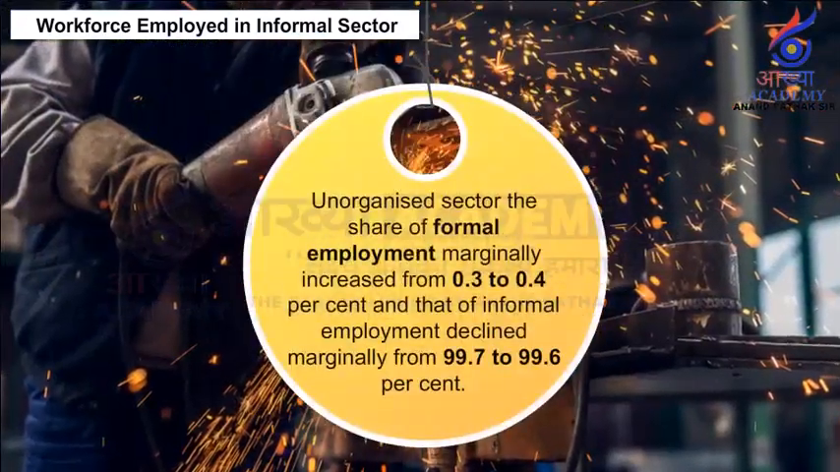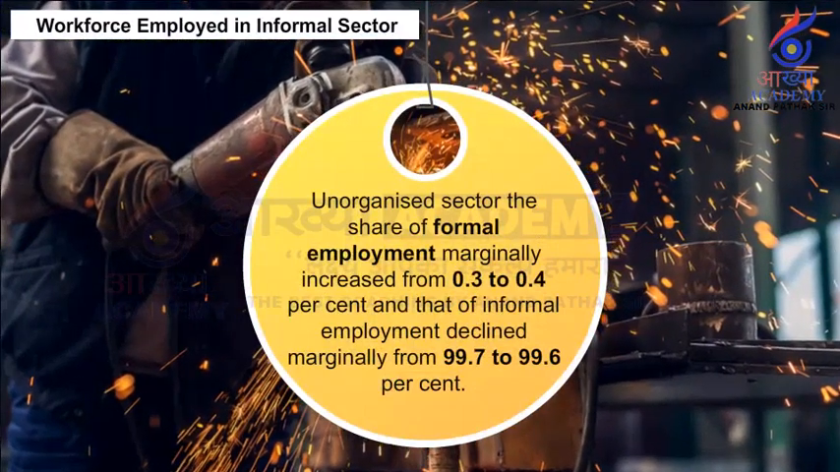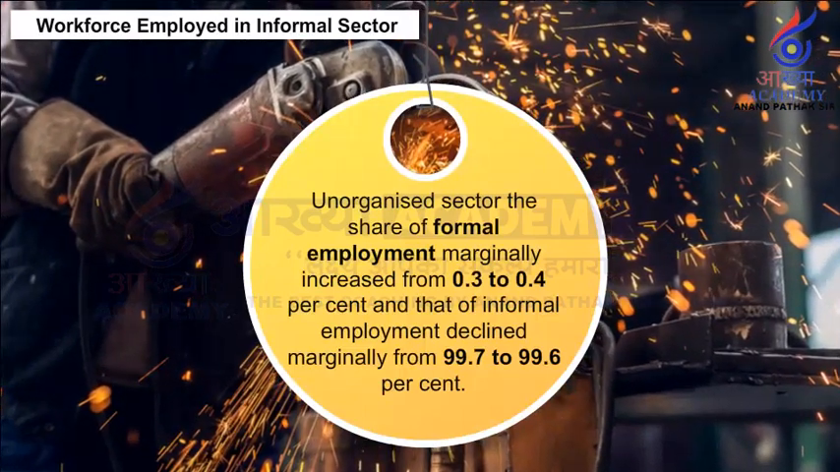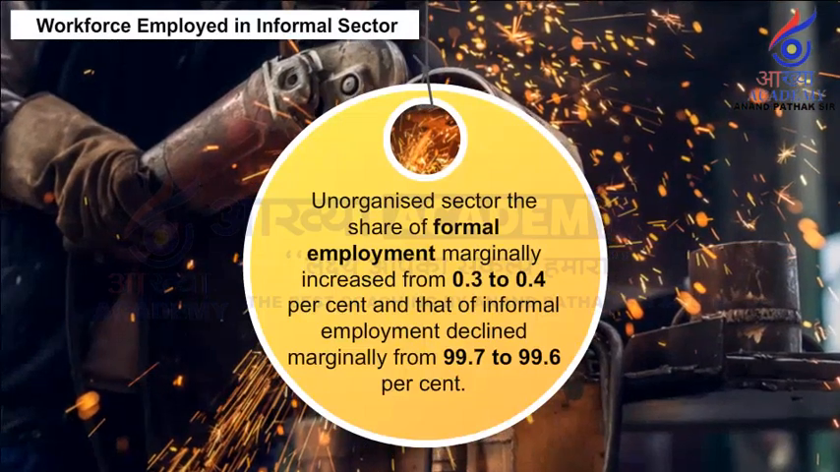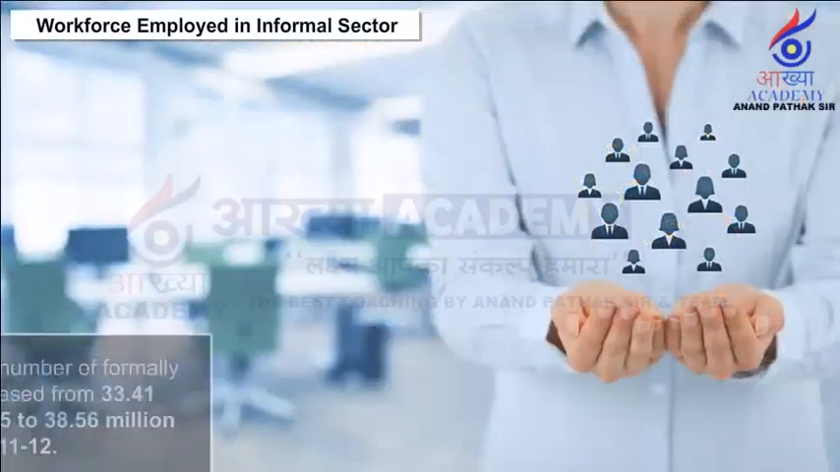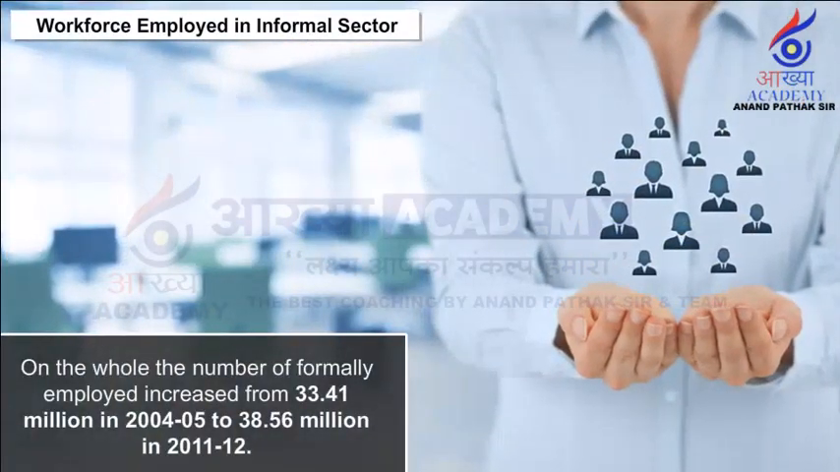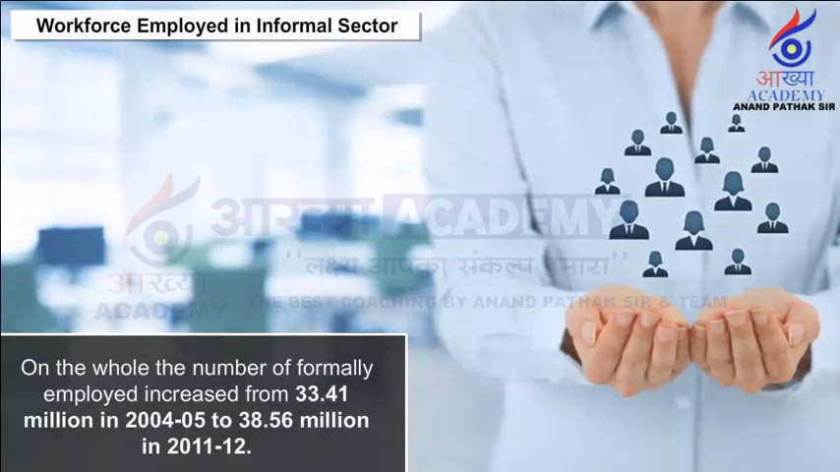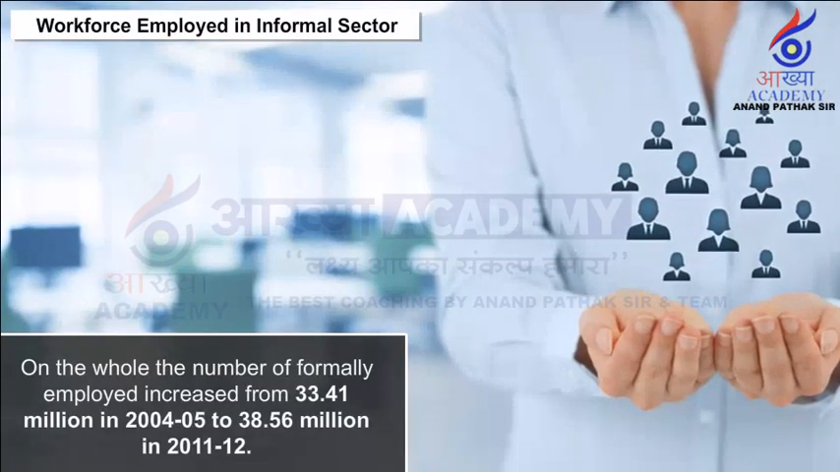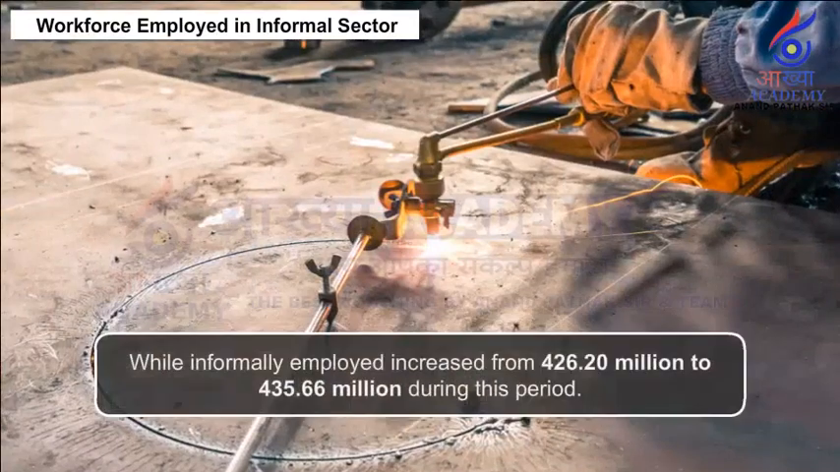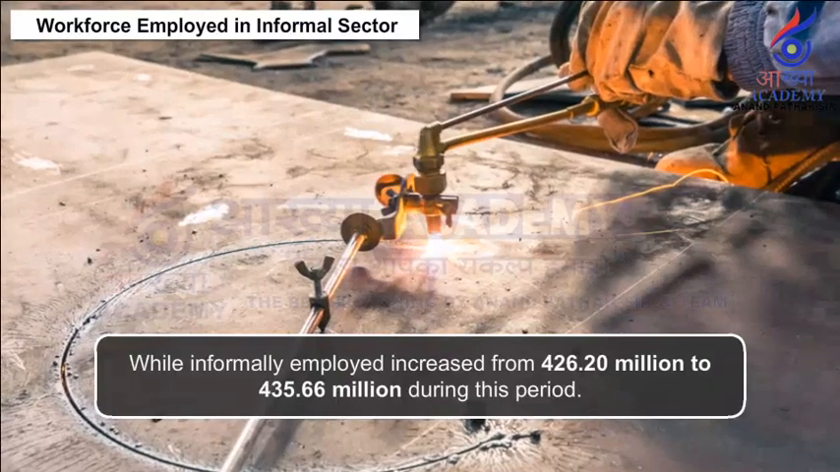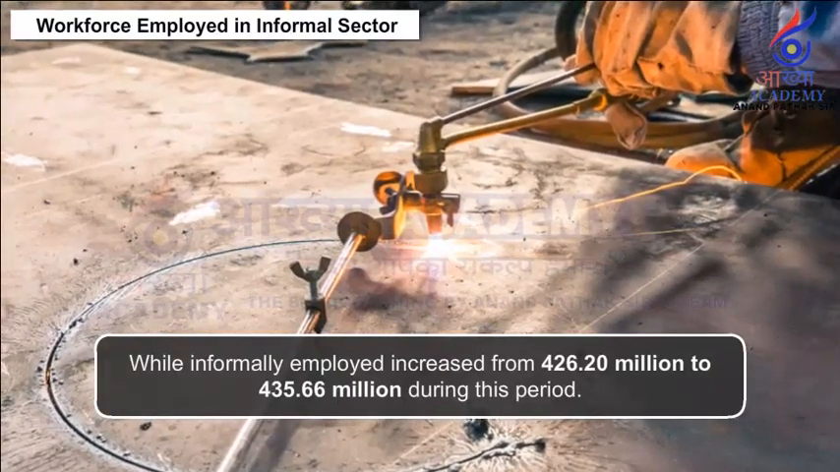In the unorganized sector, the share of formal employment marginally increased from 0.3 to 0.4%, and that of informal employment declined marginally from 99.7 to 99.6%. On the whole, the number of formally employed increased from 33.41 million in 2004-2005 to 38.56 million in 2011-2012, while informally employed increased from 426.20 million to 435.66 million during this period.